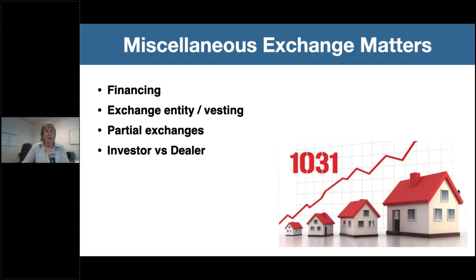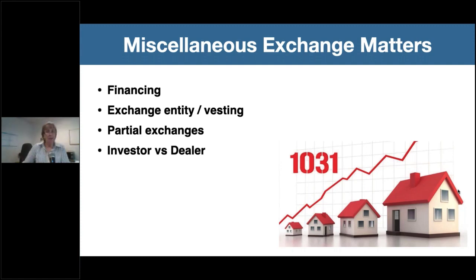Other components in an exchange: you must hold the property for investment purposes. So if your intention is to buy a property to fix it up and sell it, you're considered a dealer, not an investor. So that does not qualify for the exchange. Because one of the components comes in, well, how long do I have to hold the property for it to be declared held for investment? Well, there's nothing in the code that mandates a specific holding period, but it's about the taxpayer's intent.